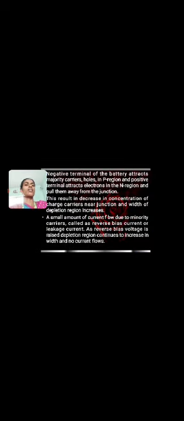The negative terminal of the battery attracts the majority carriers, the holes in the p region, and the positive terminal attracts the electrons in the n region of the diode, pulling them away from the junction. This results in a decrease in the concentration of charge carriers near the junction and the width of the depletion region increases. A small amount of current flows due to minority carriers, called reverse bias current or leakage current. As the reverse bias voltage is raised, the depletion region continues to increase in width and no current flows through the circuit. This is the IV characteristics of the diode.